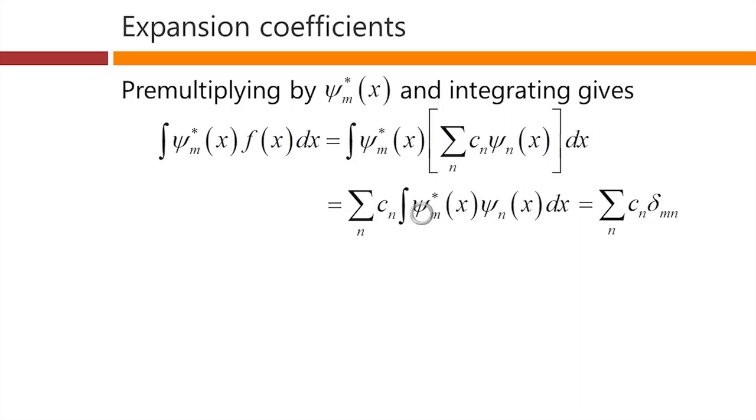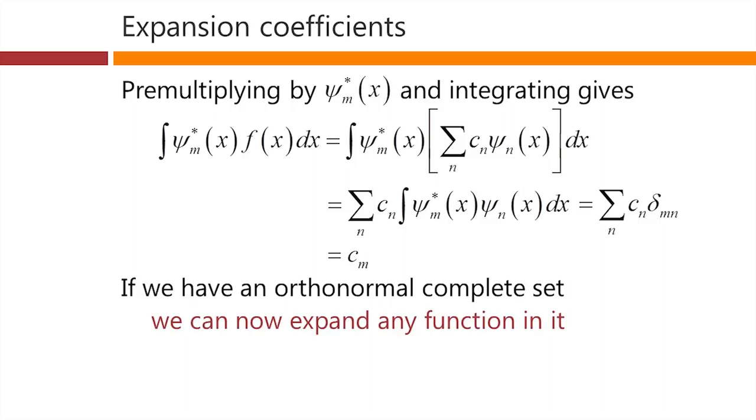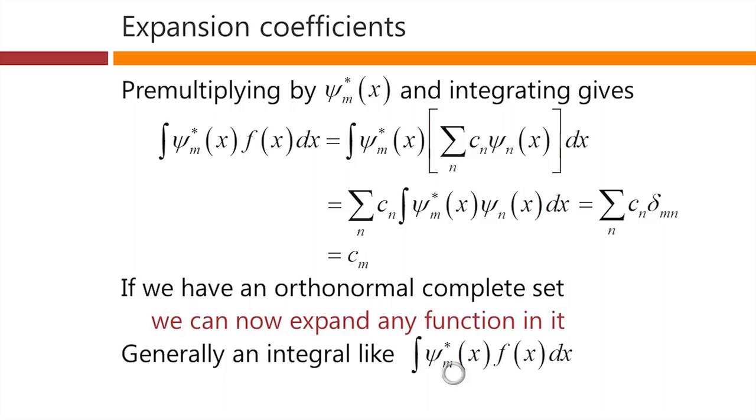But these integrals here, because this is an orthonormal set, are just the Kronecker delta. That is, they are 1 if m is equal to n, and they're 0 otherwise. And that means that this whole summation collapses. The only term that remains in this summation is the one for m equal to n. And so finally, we have our coefficient. If we have a complete orthonormal set, we can now expand any function in it. Incidentally, an integral like this is generally called an overlap integral, and that's a concept that will come back again and again.